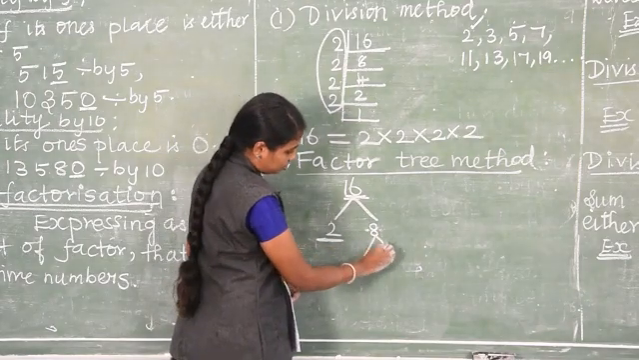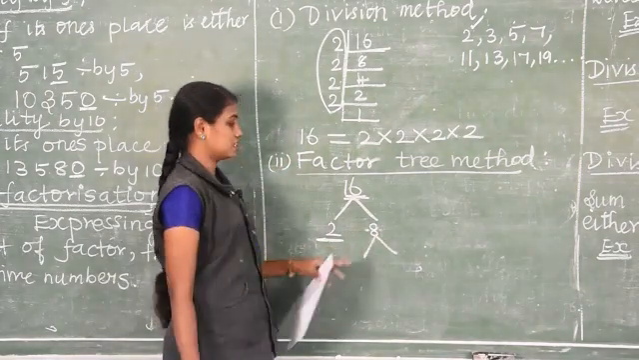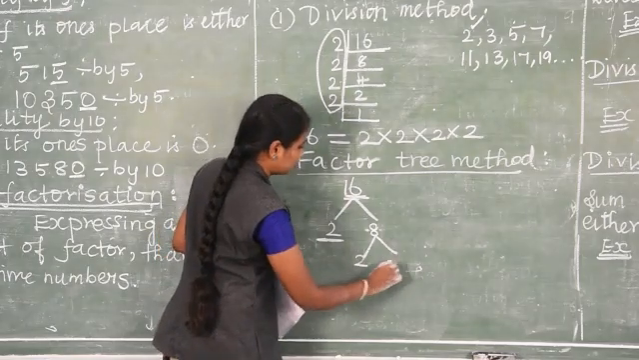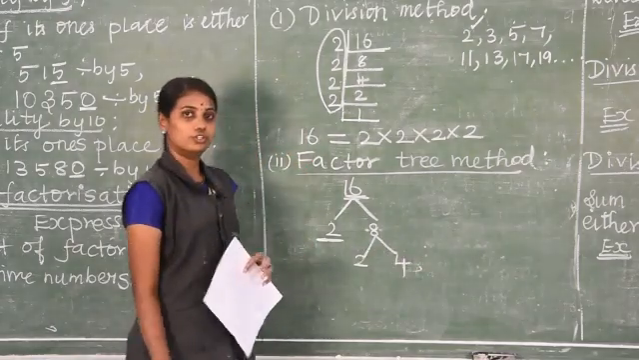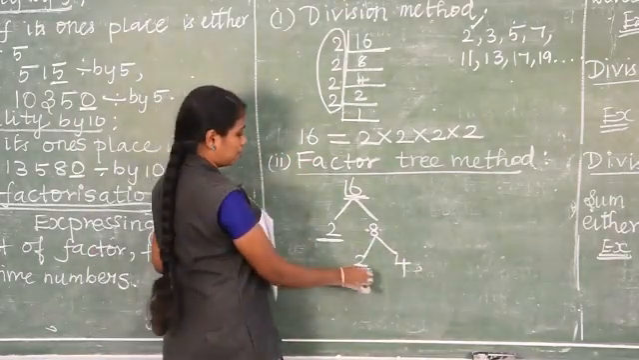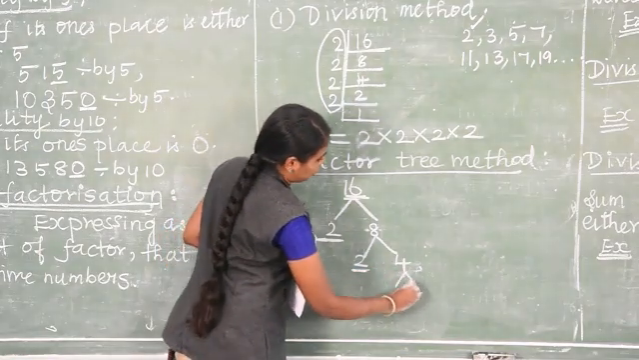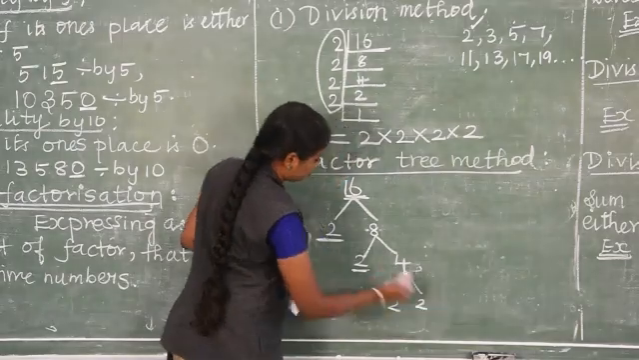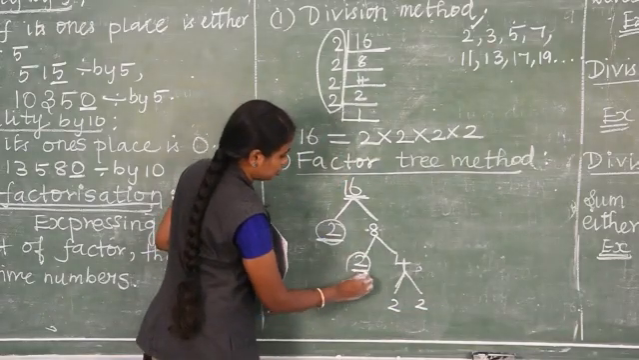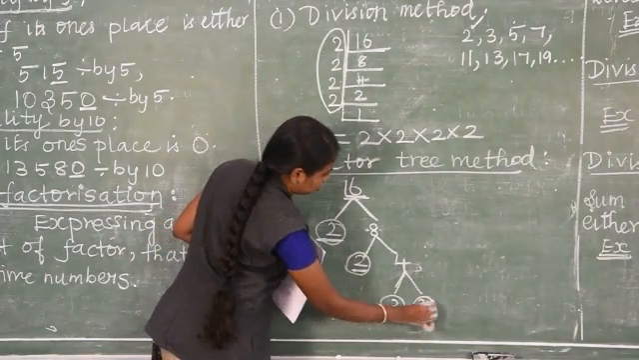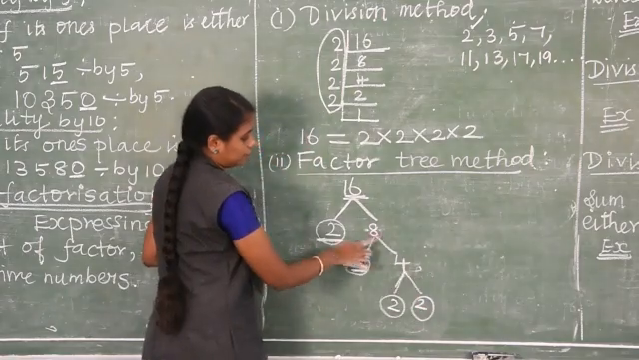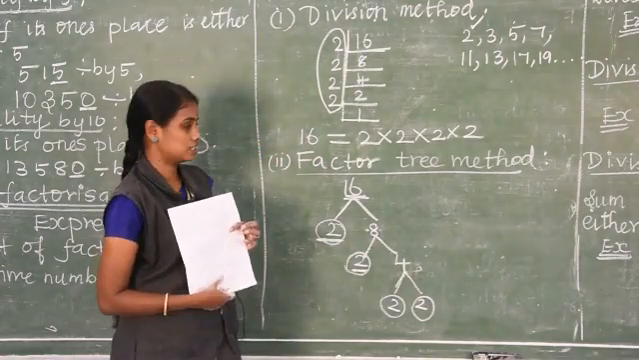So 8, you are going as branches. 8 you can write as 2 into 4. 2 is a prime number, so you can stop it. 4 is not a prime number. You can write the 4 as 2 into 2. Encircle the answers. Don't encircle the 8 and 4. 8 and 4 are composite numbers.